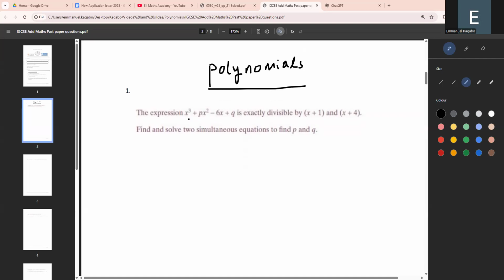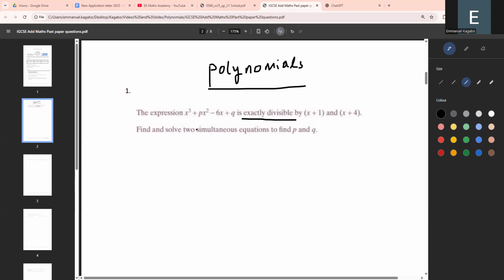Now, the expression x^3 + px^2 - 6x + q is exactly divisible by x + 1 and x + 4. What does that mean? It means if I divide this polynomial by that, the remainder will be 0. And if you divide it by x + 4, you also get a remainder of 0. Now, form and solve two simultaneous equations to find the values of p and q. Let us start the question now.